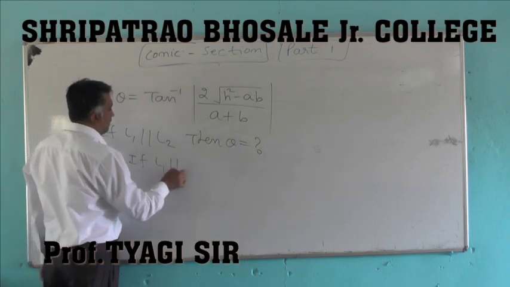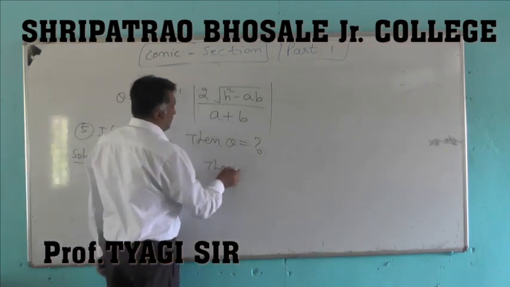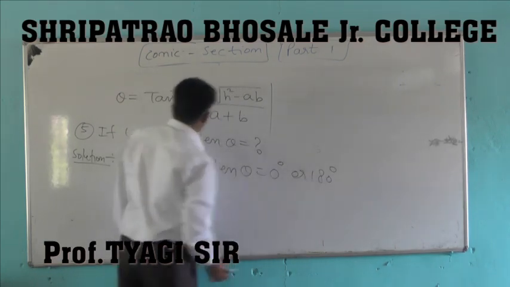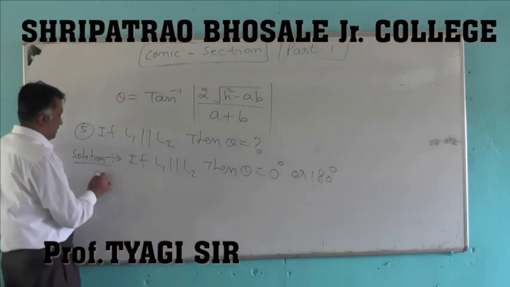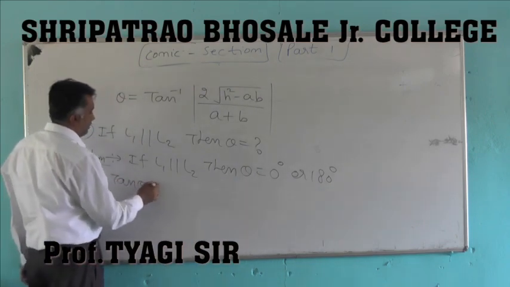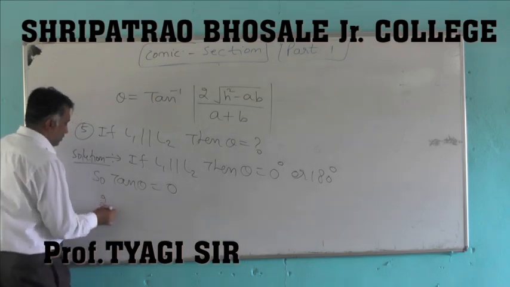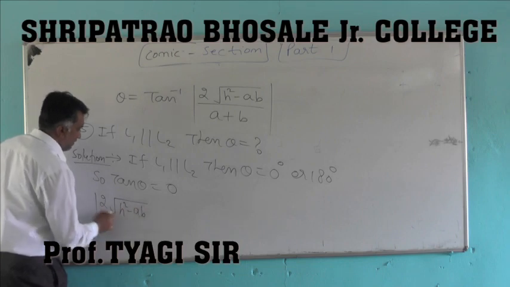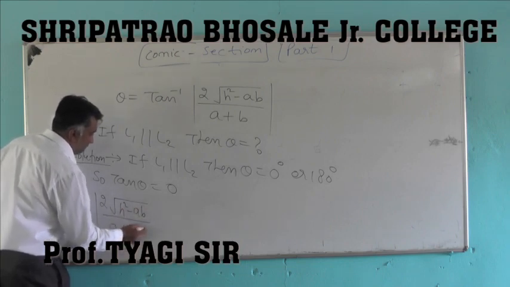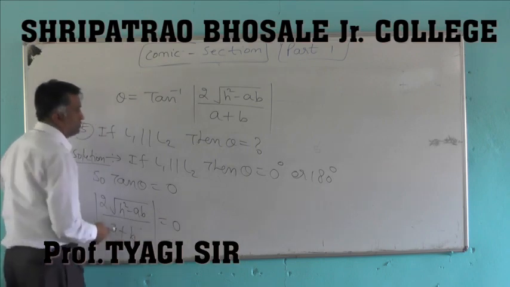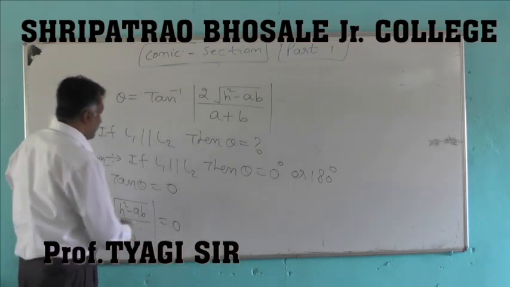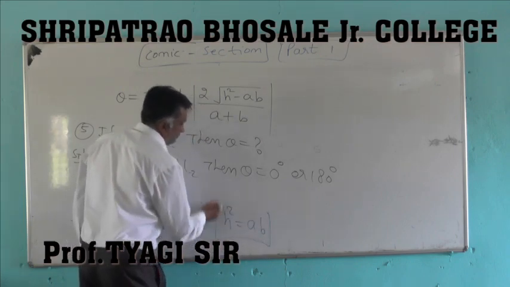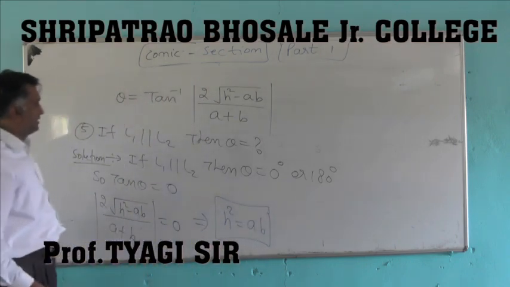If L1 is parallel to L2, then theta will be 0 degree or 180 degree. So tan theta will be 0. So 2 under root h square minus ab upon a plus b, mod value, should be equal to 0. Then the final result will be h square equal to ab.